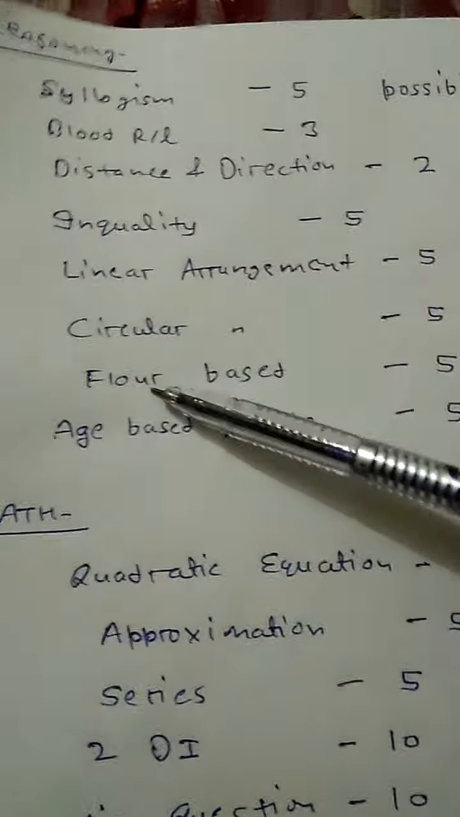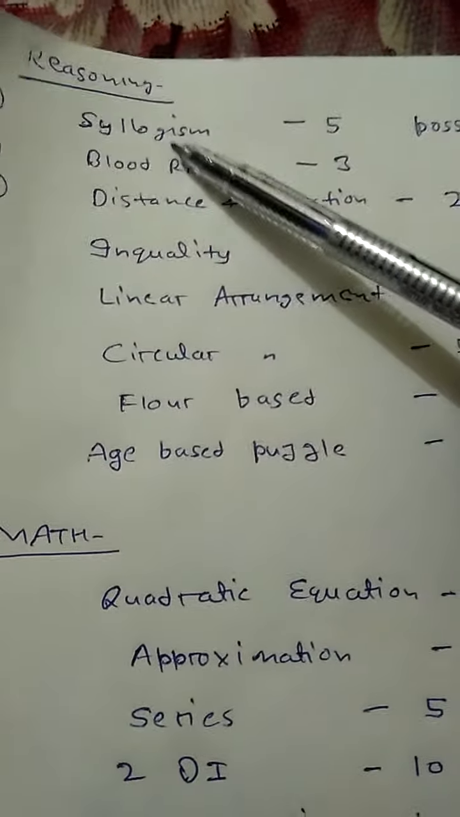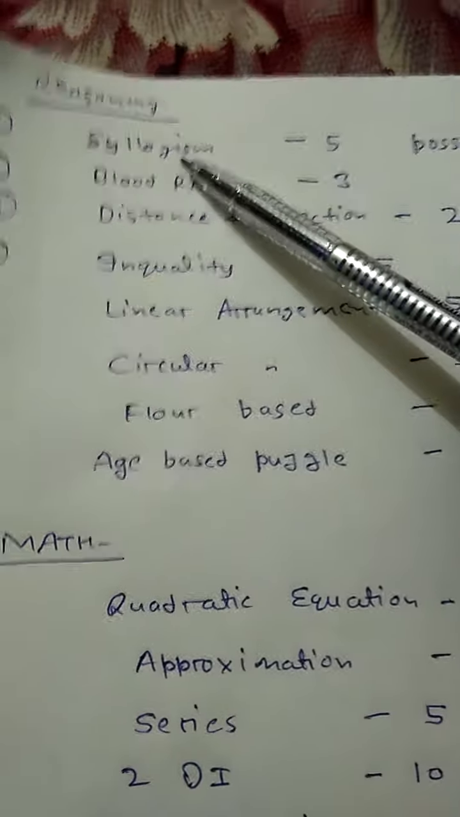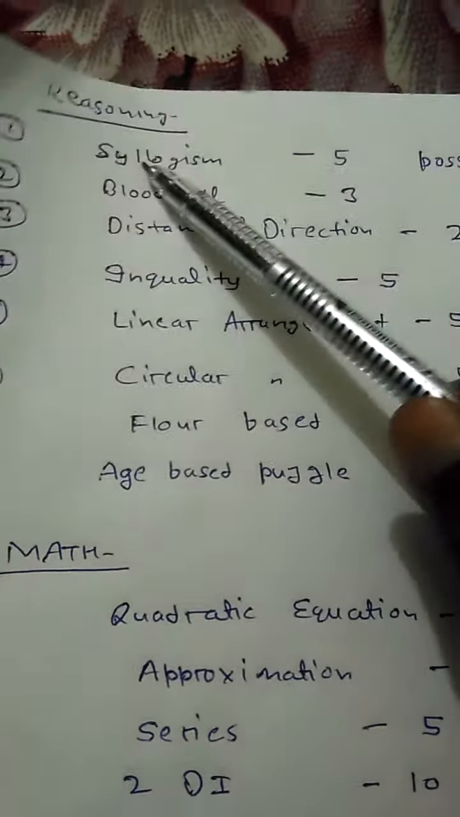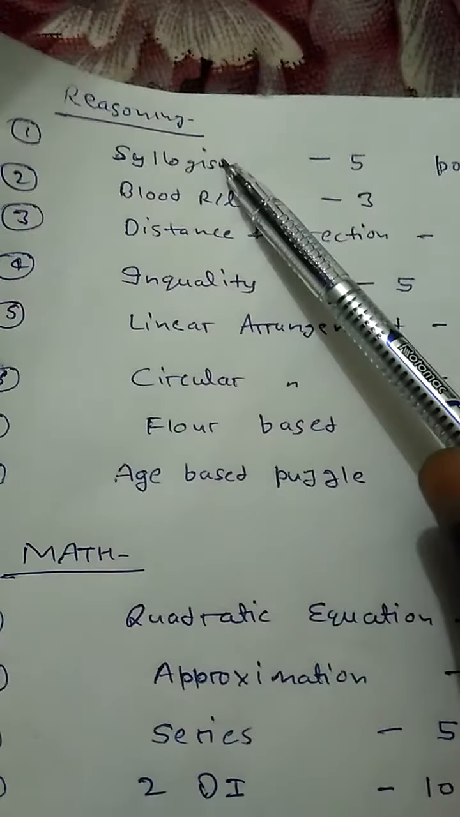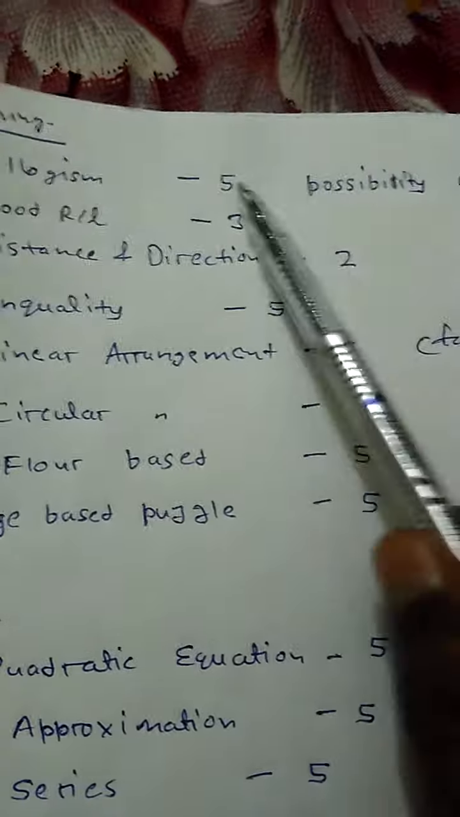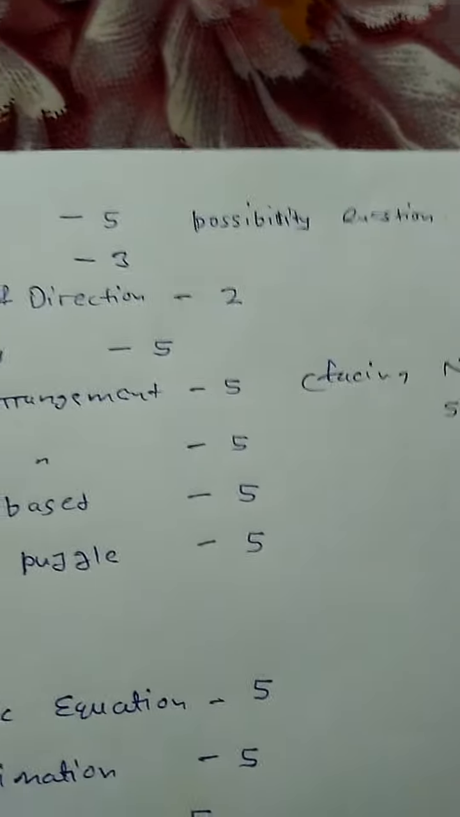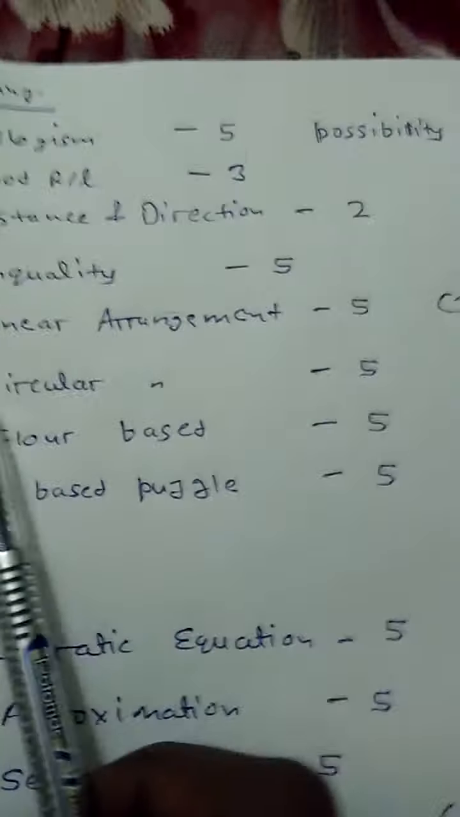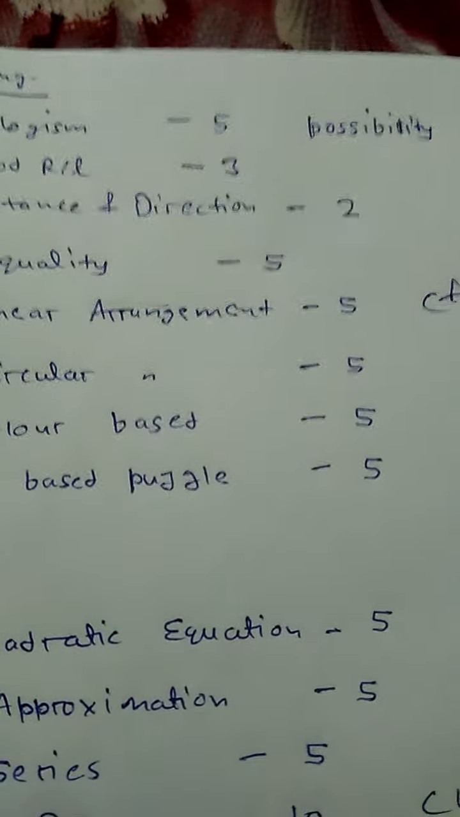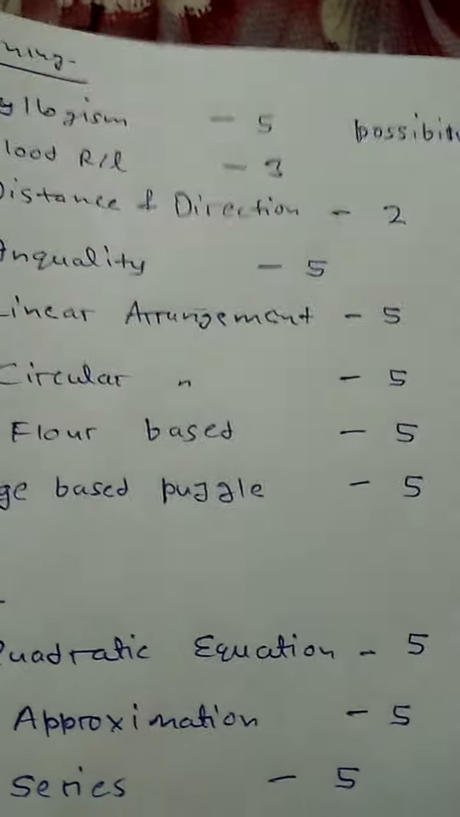The following topics came in the IBPS PO 2016 in all shifts. In the reasoning section, the first concept is syllogism. Five questions came, and these questions were based on possibilities. In the previous IBPS exam, easy questions came, or they did not give syllogism questions. But in the IBPS PO, they gave syllogism questions, but based on possibilities.